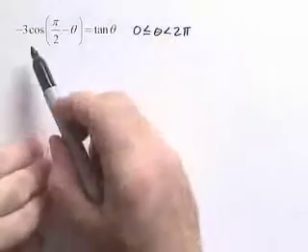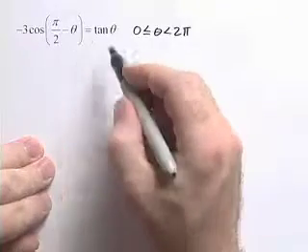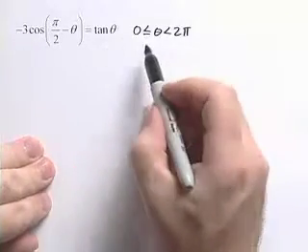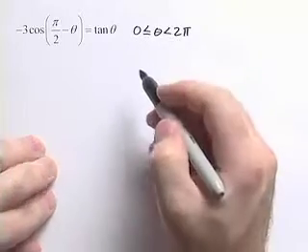Here we're going to solve a trigonometric equation. We'd like to solve the equation -3 cosine of (pi over 2 minus theta) is equal to tangent of theta, and we want to solve that on the interval 0 less than or equal to theta less than 2 pi.